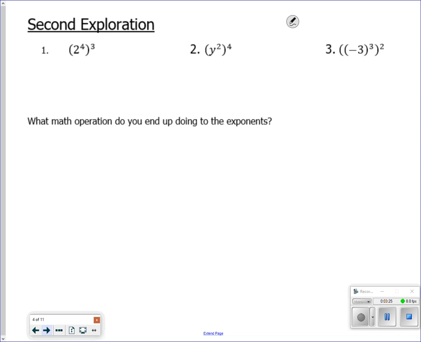Next one, I'm going to give you the answers, then we're going to talk. 2 to the 4th, so that's a power, being raised to another exponent. Y to the 2nd being raised to the 4th. Negative 3 to the 3rd being raised to the 2nd. What math operation do you end up doing when you have exponents? If you have an exponent and an exponent, sometimes referred to as a power raised to a power, anytime you have an exponent raised to another exponent, you multiply.